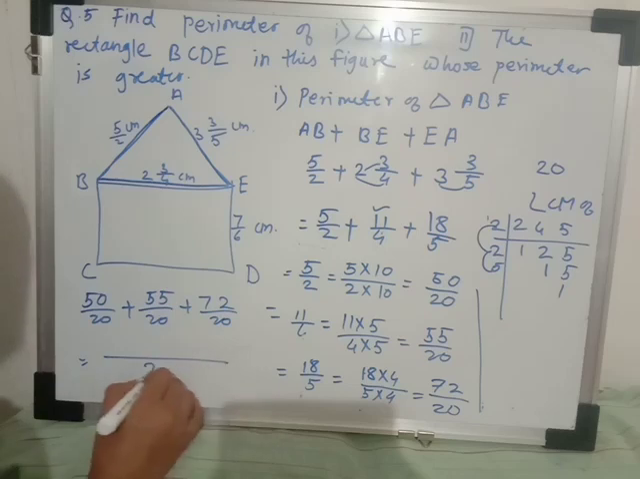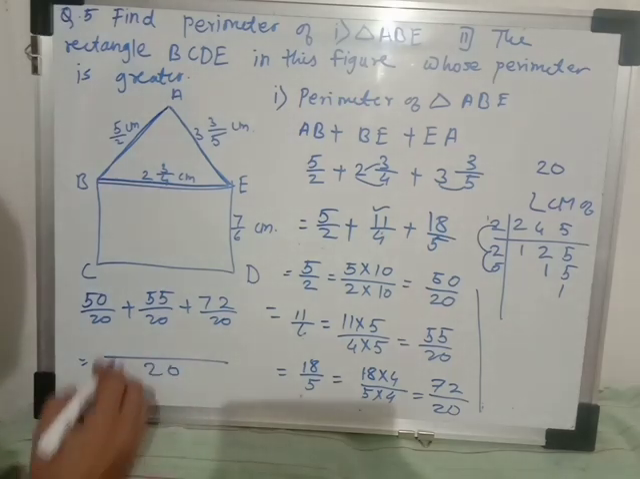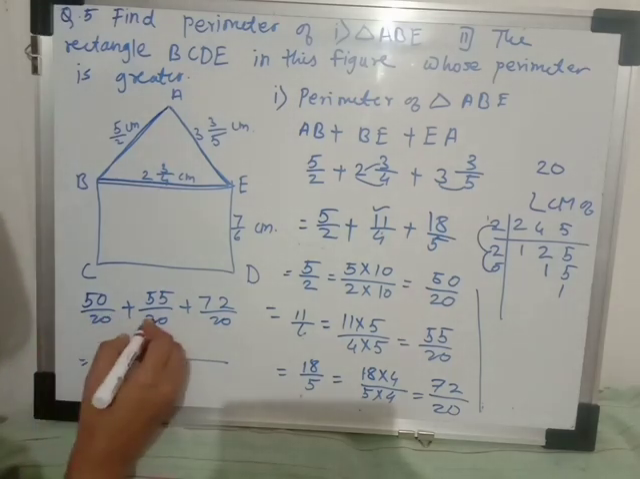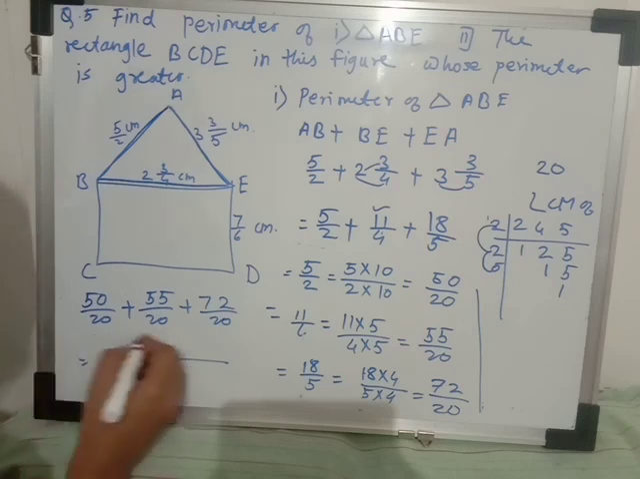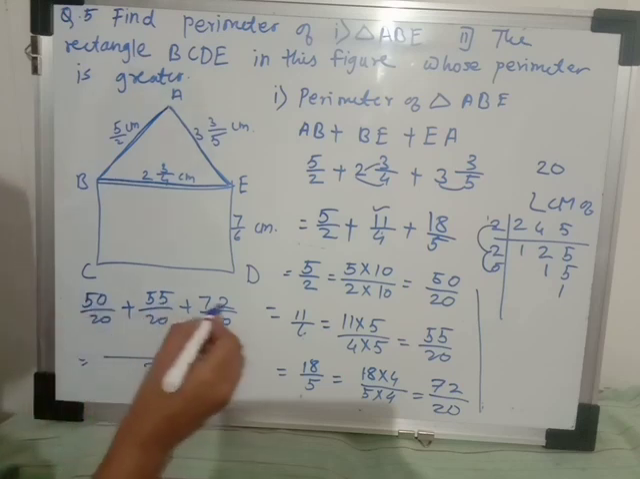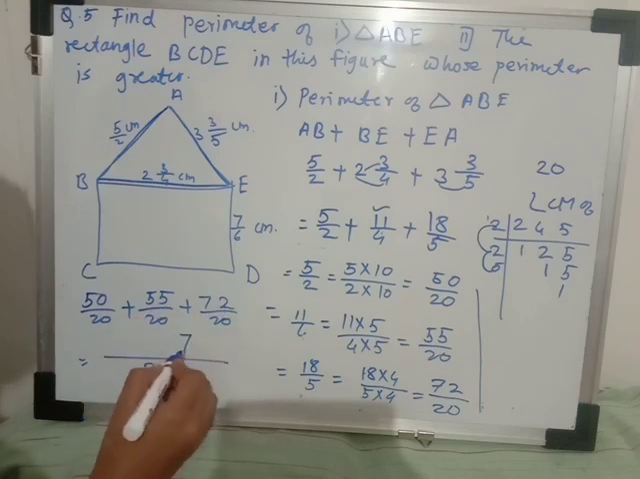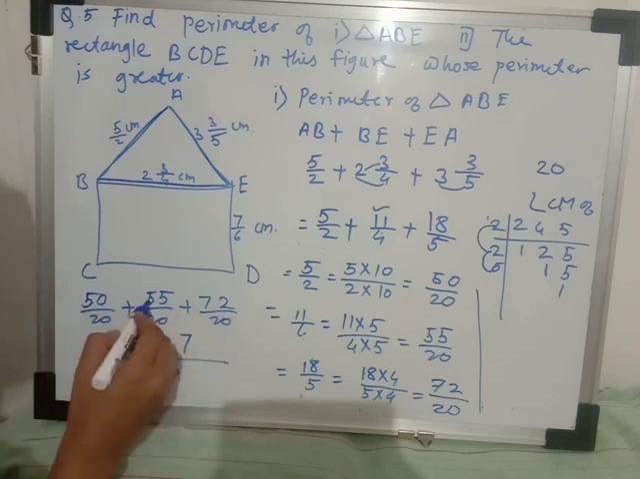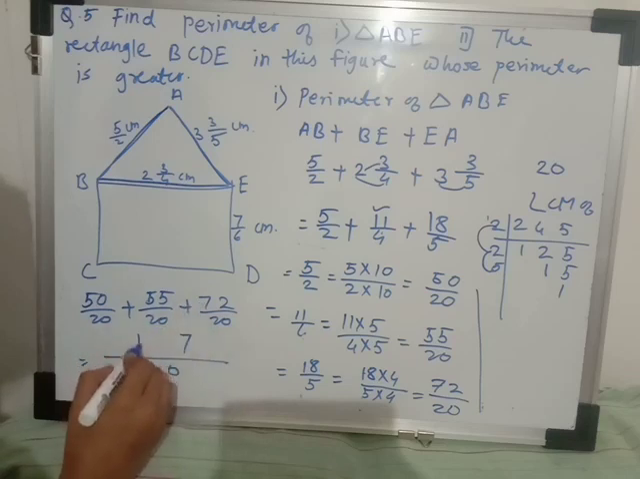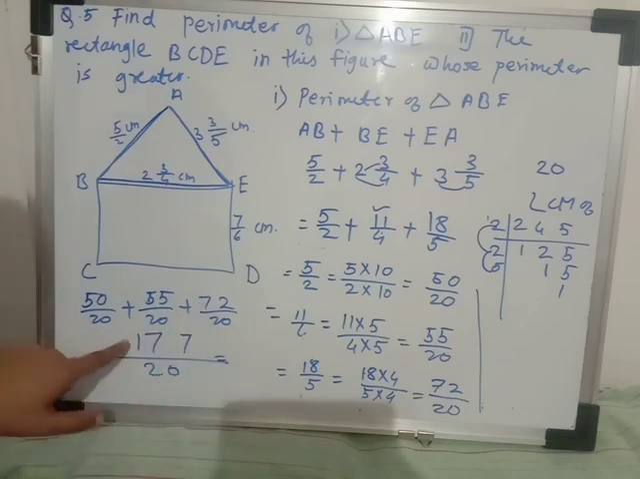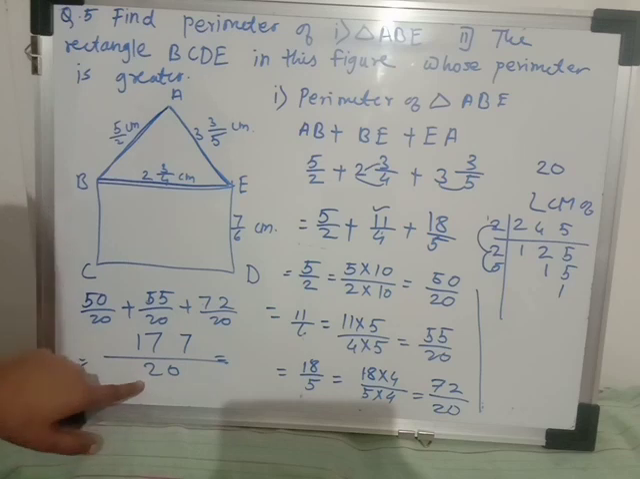Okay, so I'll take the common denominator. Let's do the addition of all this. I'll directly do it. Here the ones place, 2 and 5, that is 7. 5 plus 5 is 10, 10 plus 7 is 17. So here we got the answer, that is 177 upon 20.